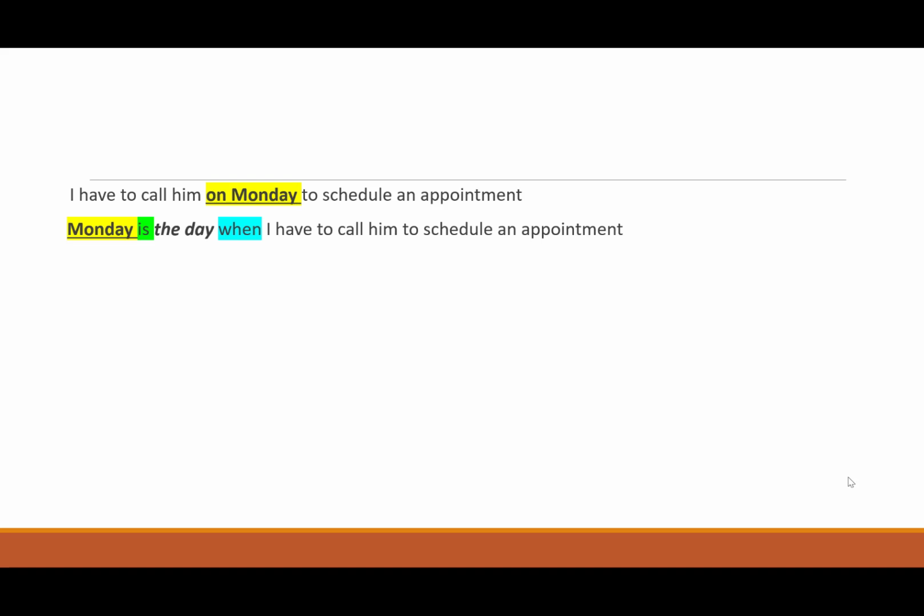Previously, the sentence was in past tense. That's why we use was. But now, because this is in present simple, I have to is in present simple. We use is as the verb. And then Monday is a day. That's why we use the day. Then the relative pronoun, because it's time, we use when. Then you continue the sentence. The result becomes, Monday is the day when I have to call him to schedule an appointment.